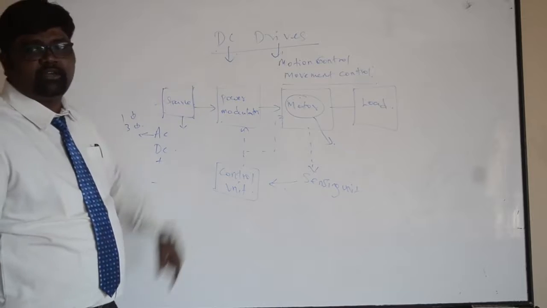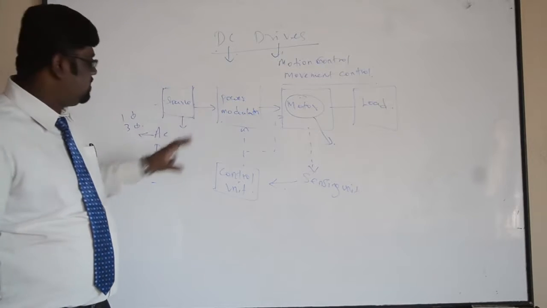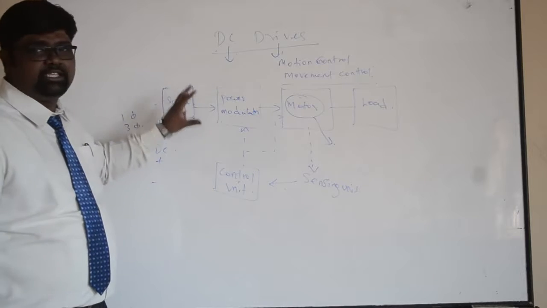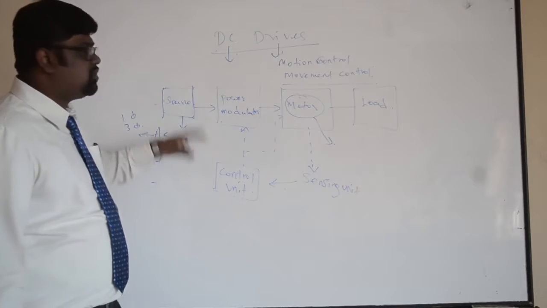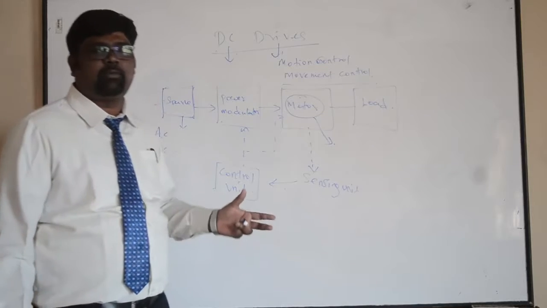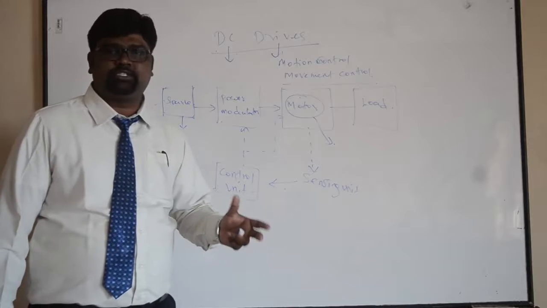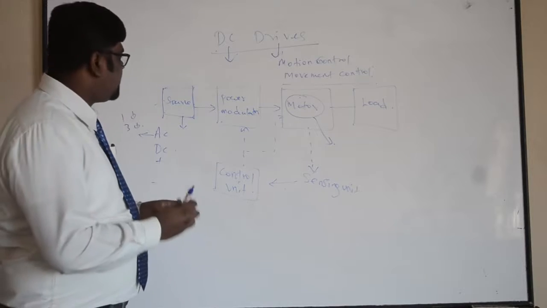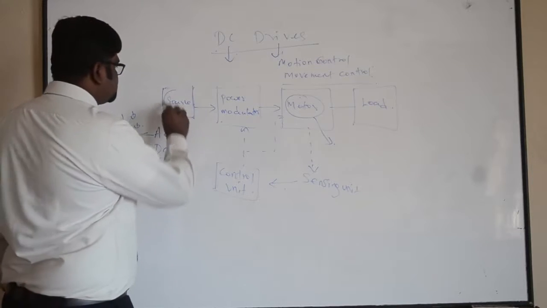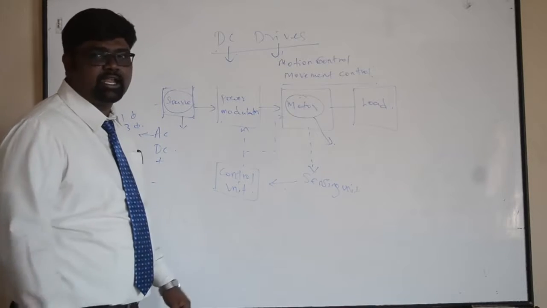Since our topic is DC drives and applications, we will be focusing on the DC. The DC source may be a battery or a heavy battery that can operate even a 1 HP motor or half HP motor. So this is the main source we have seen, and from the source the power modulator is connected.